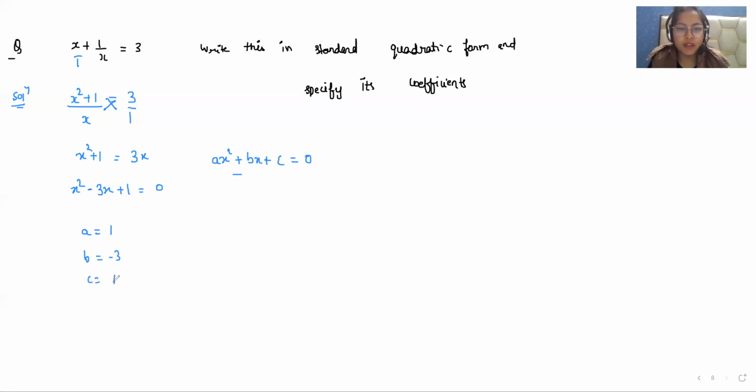I hope you have cleared this: how can we find the value of a, b and c, and how to convert all these expressions and equations into the quadratic form. So stay tuned for the next video where we learn about understanding the zeros and the roots of the equations.